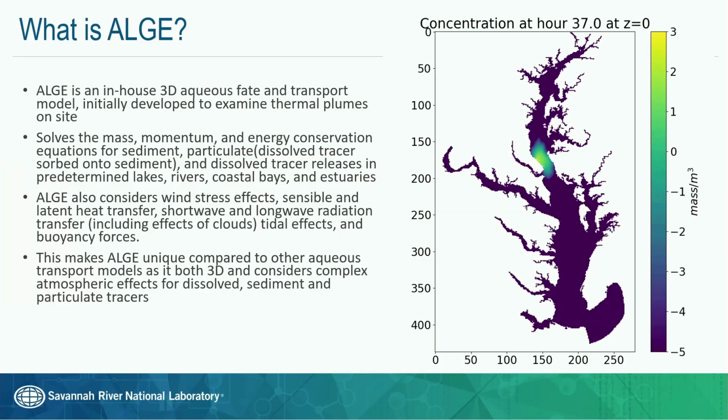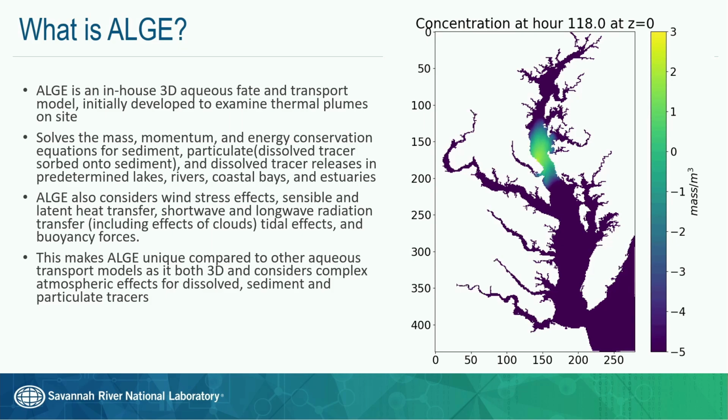The in-house model I'll be discussing today is called Algae. Algae is a 3D aqueous phase and transport model developed at the Savannah River National Laboratory in the late 80s, early 90s, initially to examine thermal plume transport on site. This is a finite difference model that solves the mass, momentum, and energy equations for sediment, particulate, and dissolved tracers. For algae, we define a particulate tracer as dissolved tracer that's been absorbed onto sediment.